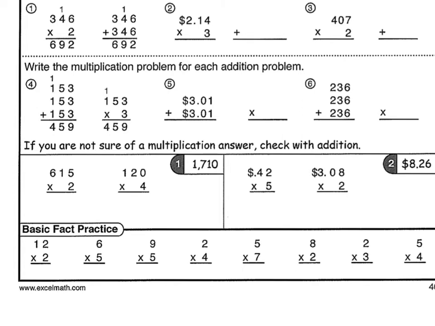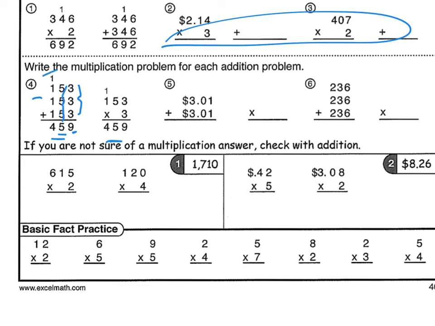Next part, number 4. Write the multiplication problem for each addition problem. This is going to do what we were doing up here, only we're going to go in the reverse. We're going to add first, and then we're going to do the multiplication. So when I add 3 plus 3 plus 3, I get 9. 5 plus 5 plus 5 is equal to 15. Regroup with the 1 up there for the 15, and I have 4 ones, which makes 459.